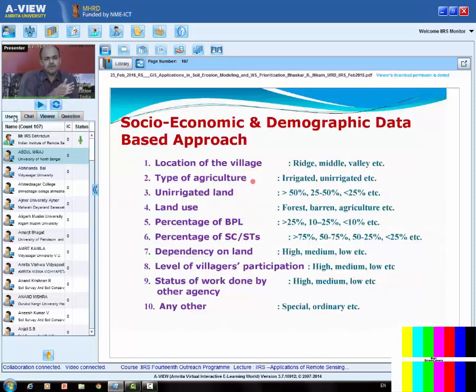Now this was the watershed erosion response model. Another approach could be just by analyzing the socio-economic and demographic data of those watersheds. So there are a number of data. You can see the location of those villages in that watershed, whether the village is at the ridge or middle or valley, type of agriculture practice, is it irrigated or unirrigated, how much is the unirrigated land in this village, is it more than 50%, is it between 25 to 50% or less than 25%, what is the land use, this village is under forest or barren or agriculture, how many people are below poverty line. Then other demographical information you can find out and give weightage to these.